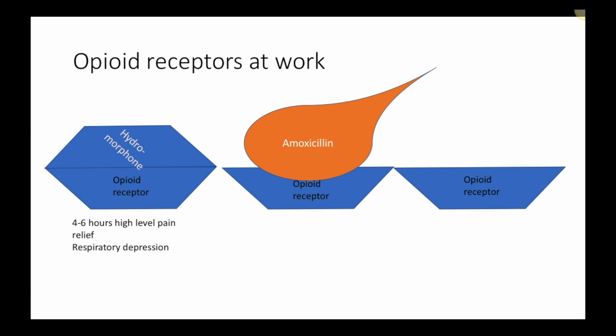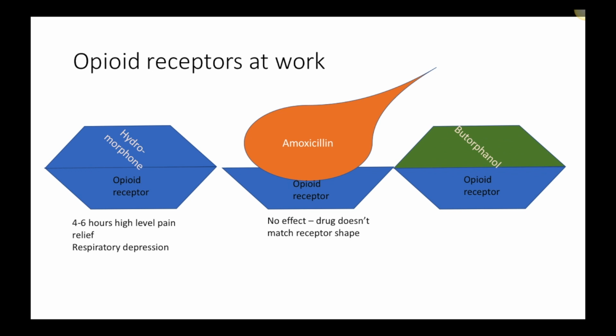Then we have this opioid receptor, and we have amoxicillin molecules floating around. So we've got antibiotic molecules floating around. Well, they don't even fit together, so that's not going to work. Nothing's going to happen, so no effect. The drug doesn't even match the receptor shape. Not happening.